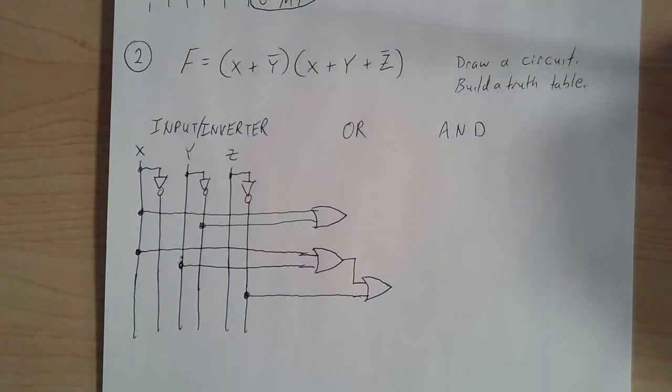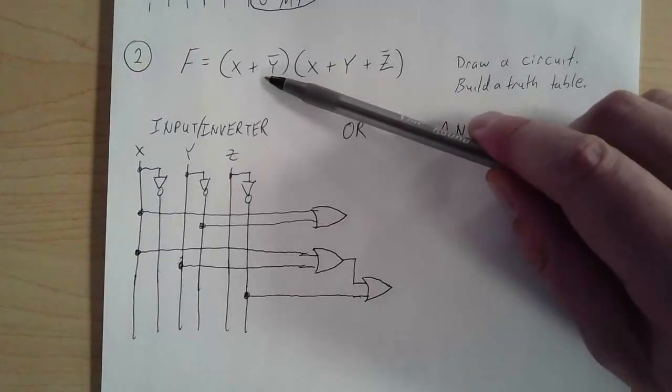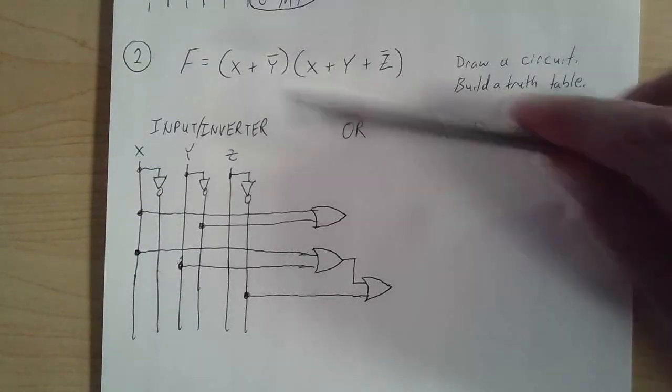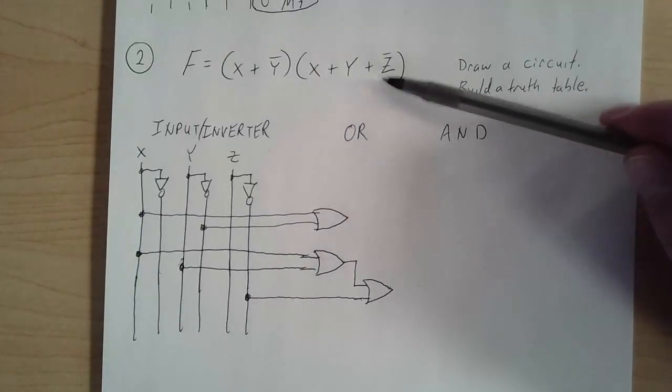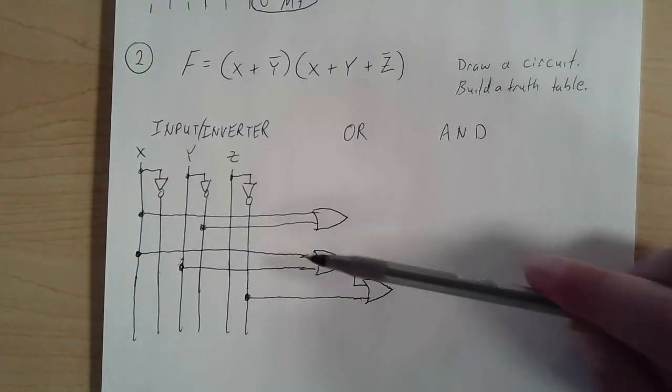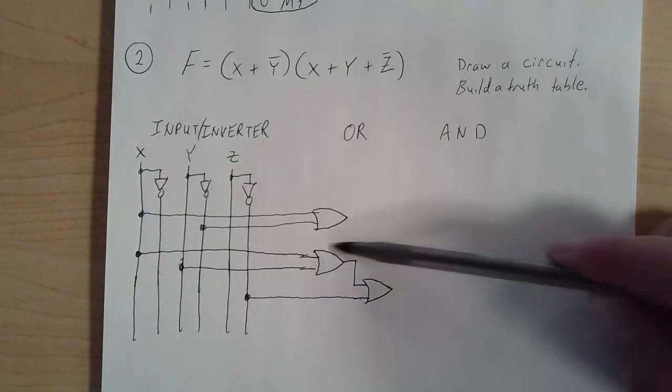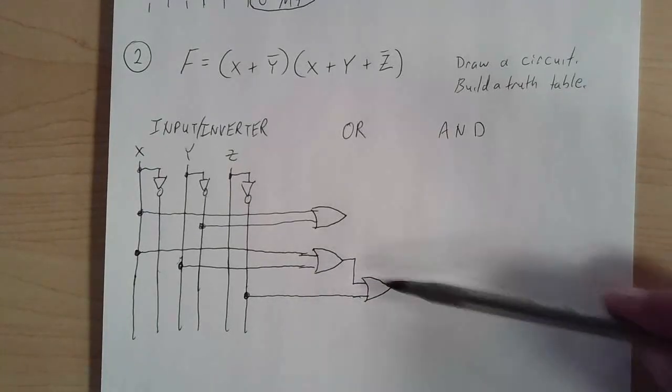So if we had the question, why is that an OR? How is that an OR? Well, we have 2 terms that need to be ORed together, X or Y bar. That's taken care of by this gate. And then we need this term, X or Y or Z bar. So we have X or Y or Z bar. That's like a 3-input OR using 2-input gates.